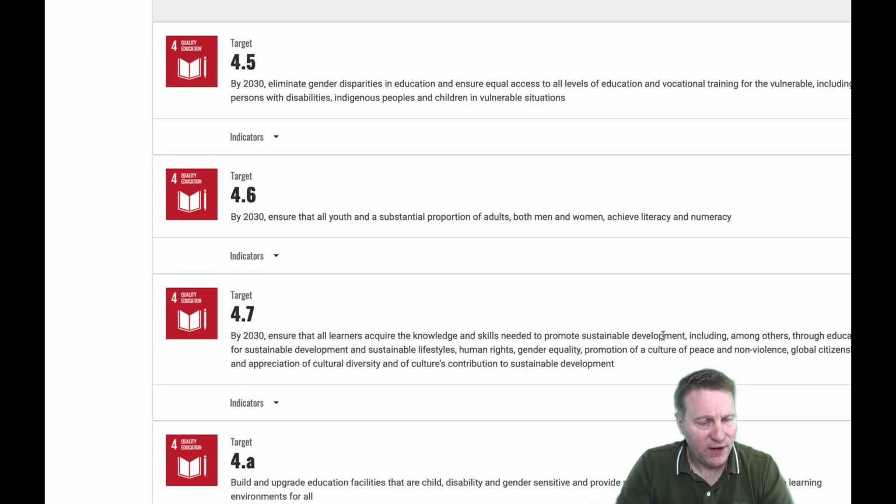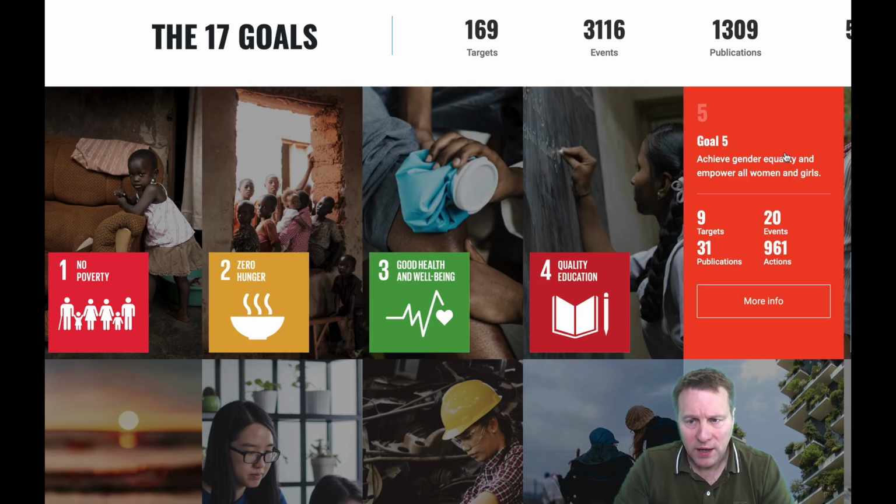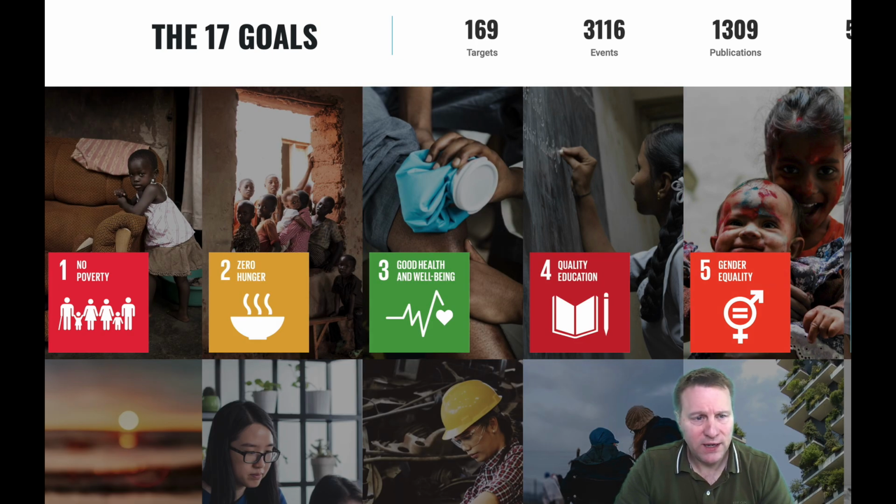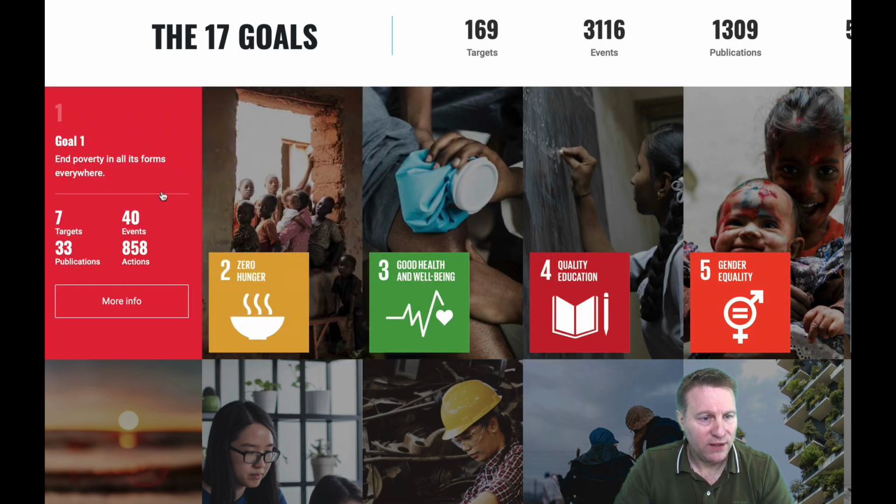Here you can see that all goals are very well organized. Each goal is described very clearly by the goal, by the targets, and the indicators in the background.